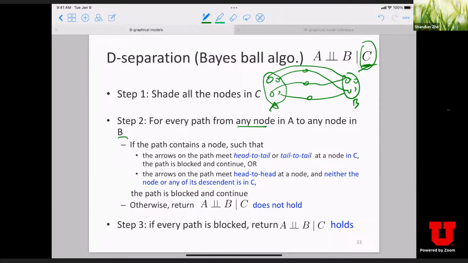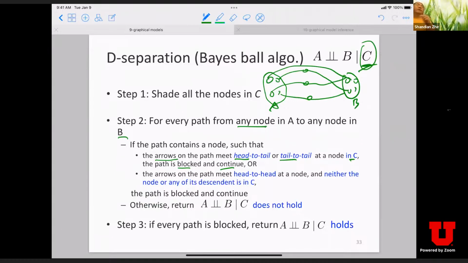We'll look at the arrows that meet on this node. If we have seen the pattern that it is head to tail or tail to tail, and at the same time this node is in C, meaning it is shaded, then this path is blocked, and we're going to look at another path.